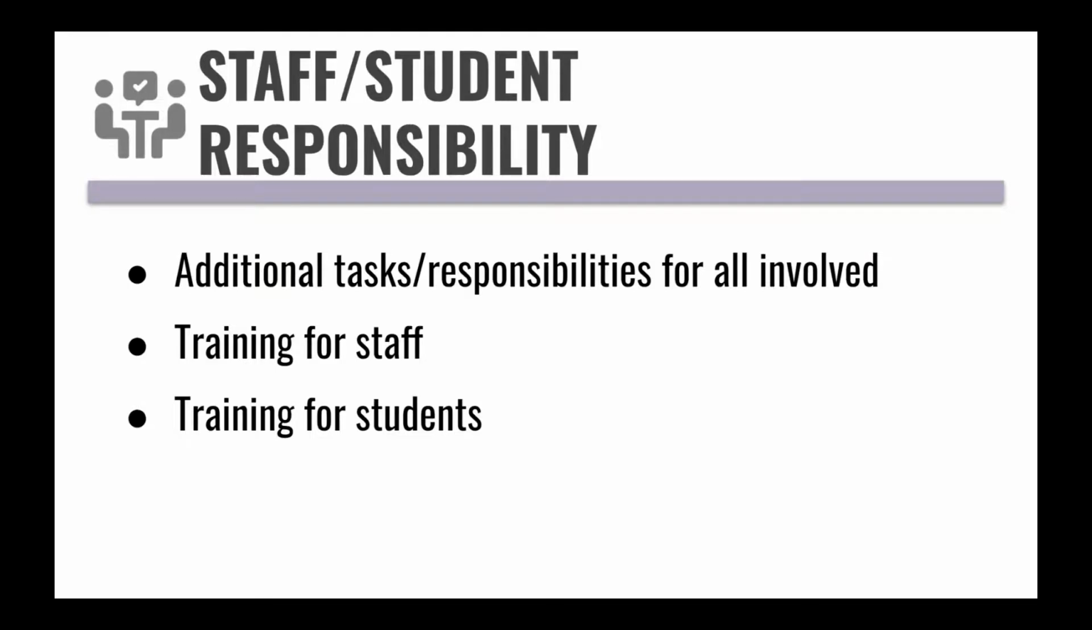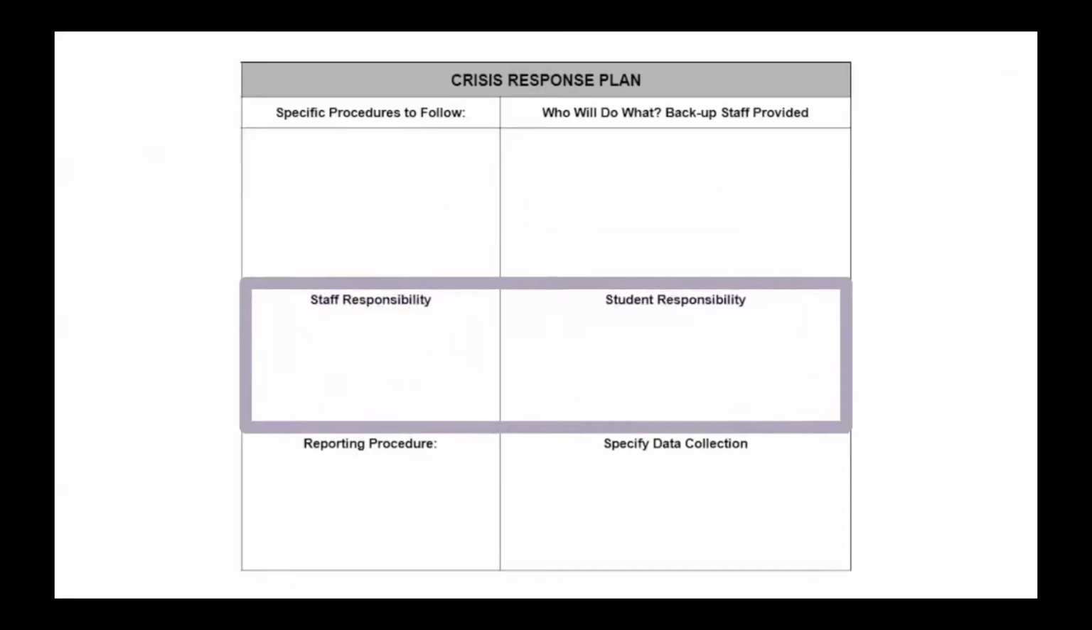The team should consider any training necessary for the staff to perform their assigned responsibilities effectively and with fidelity. The student should also receive training through modeling and practice to perform any responsibilities. Here you can see the crisis plan template and where to include staff and student responsibilities.